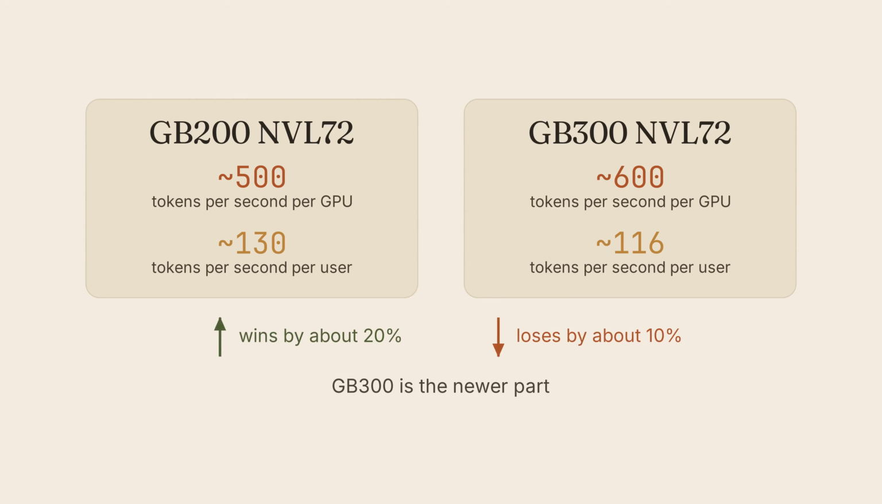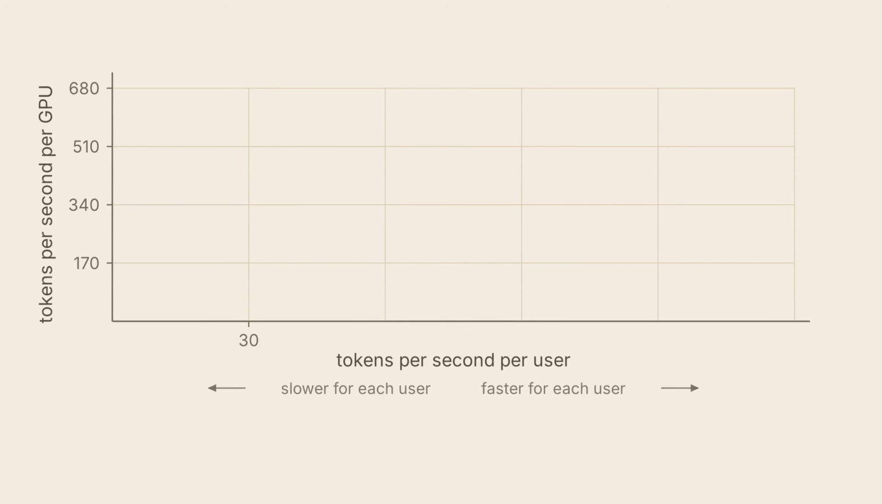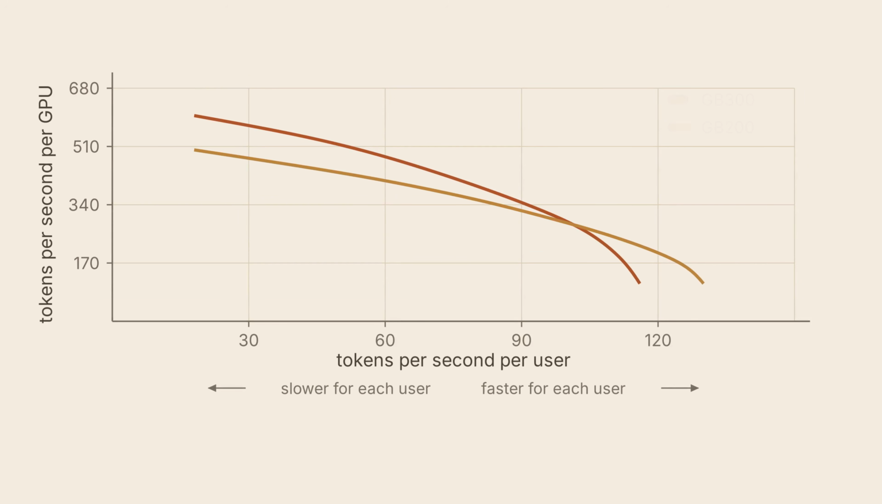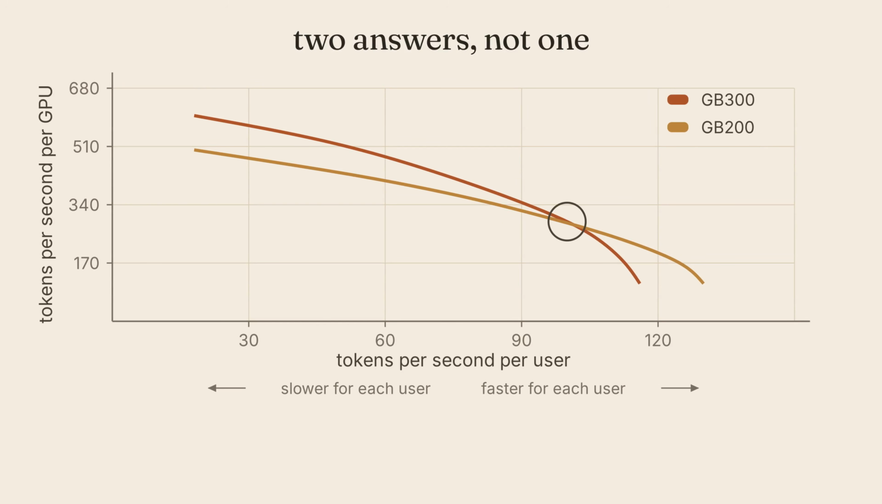GB300 is the newer part, and it wins on throughput by roughly 20%, and it loses on the per user number by roughly 10. So which one is faster? Well, there isn't one answer, there are 2, and which one is yours will depend on where you live on that curve.